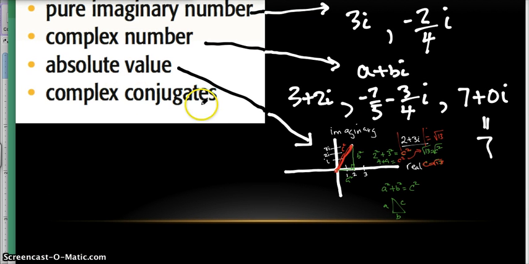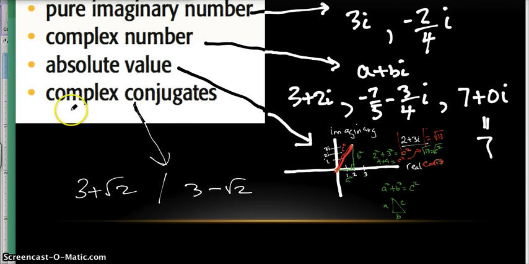So that was our absolute value definition, and the final definition that we're going to talk about is complex conjugate, and this isn't too bad. Complex conjugate is just like the other conjugates we've talked about before. Since we're familiar with conjugates already, you remember back in the day, 3 plus the square root of 2 has its conjugate. Its conjugate is 3 minus the square root of 2. Complex conjugates work exactly the same way. If I have 4 plus 2i, then its conjugate would be 4 minus 2i. If I had 7 minus 3 halves i, then its conjugate would be 7 plus 3 halves i.